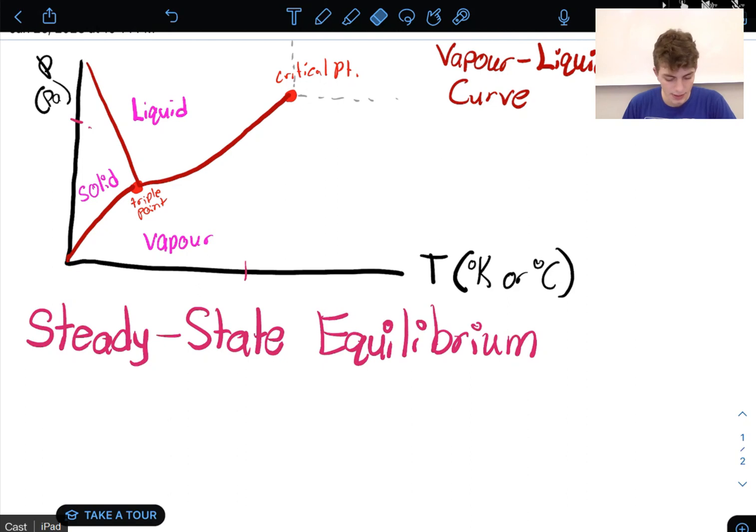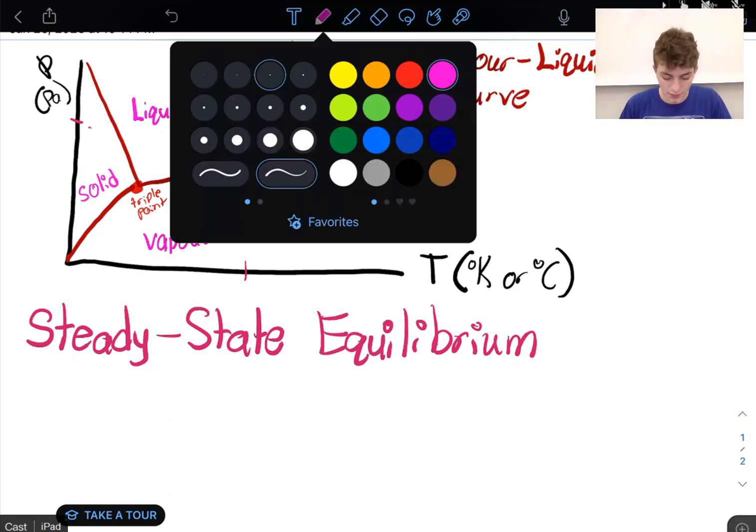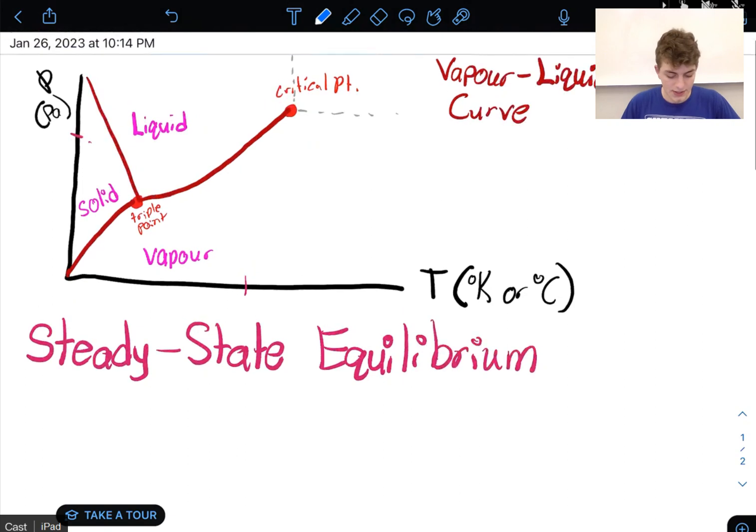So, moving on from this, this is actually a fairly good representation of a phase diagram. We'll say this is for water. Phase diagrams are specific to their substance, and those substances also have to be pure in order for the phase diagram to apply.